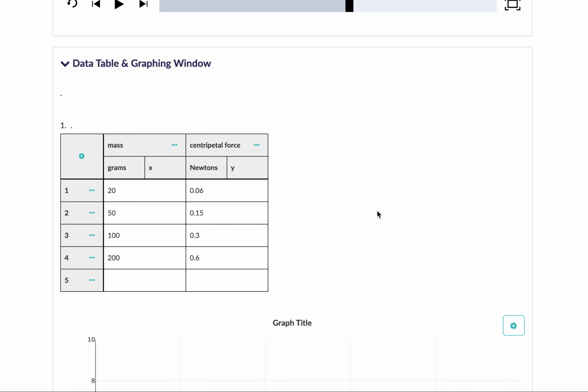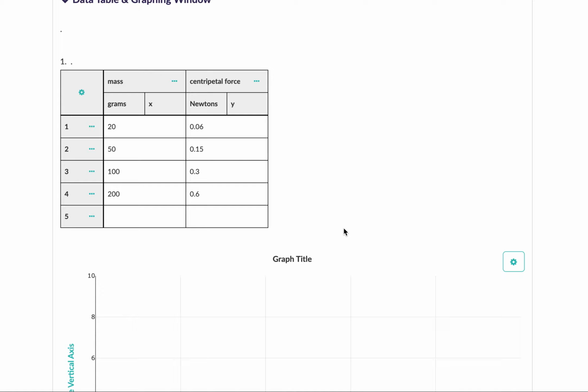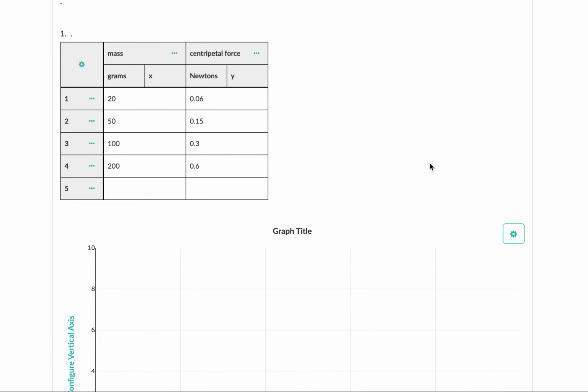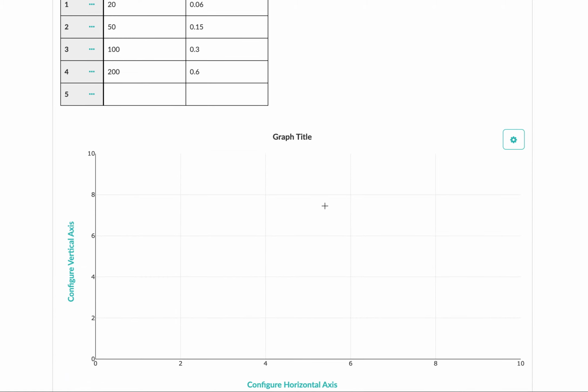Okay, so notice this. If I double the mass from 50 to 100, I exactly double the force. And if I do it again, doubling from 100 to 200, I exactly doubled the force. Man, that sounds like a directly proportional relationship. So I'm going to graph these 4 data points.